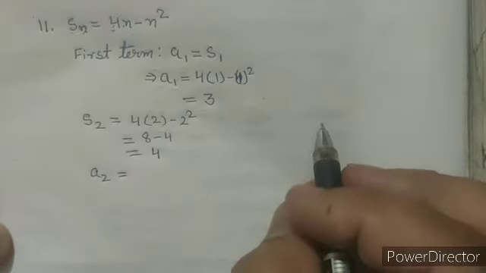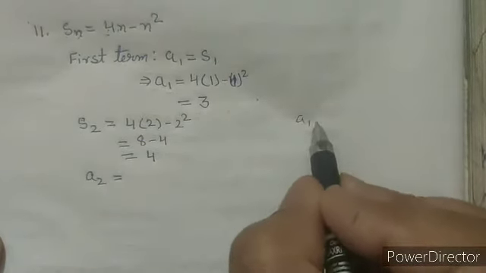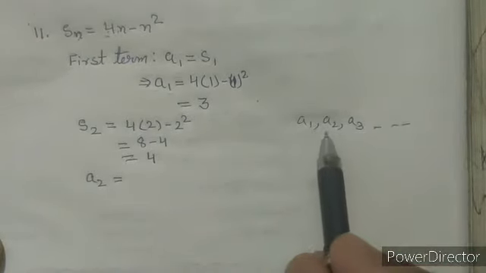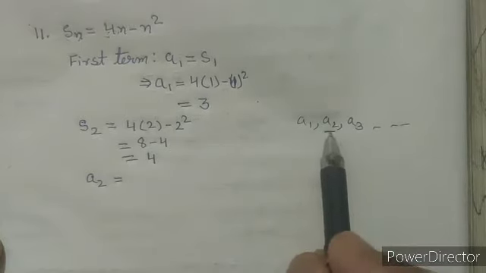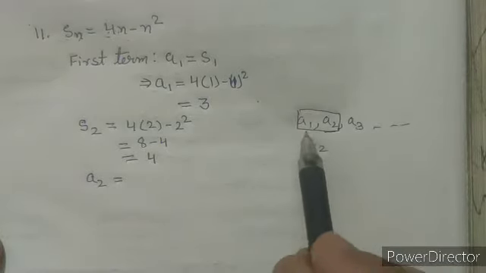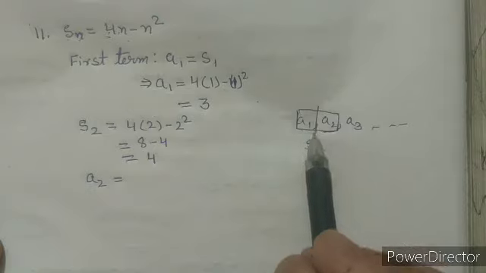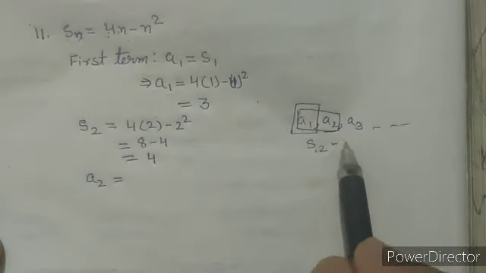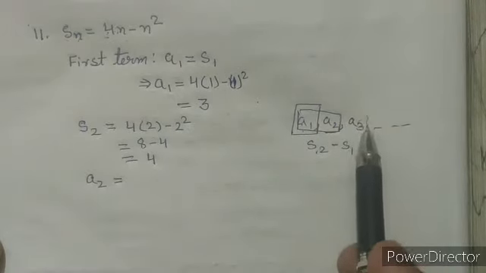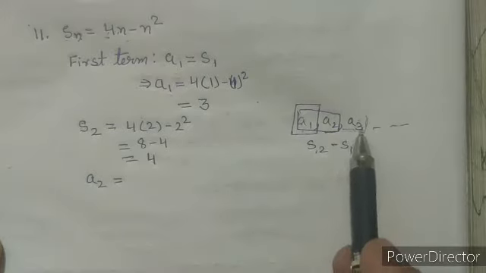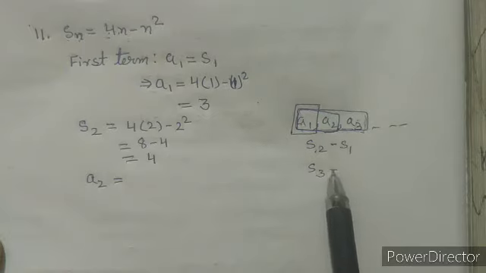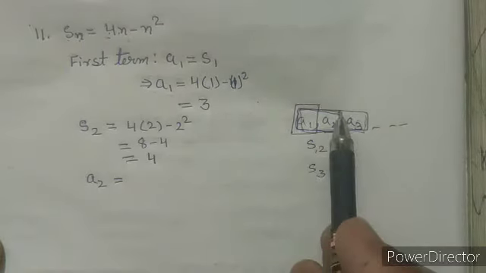Now see here, suppose there is any AP a1, a2, a3 and so on, and we have to find out the second term of the AP. Now the second term of the AP can be obtained by the sum of first two terms of the AP, that means S2, minus the sum of first term of the AP, that means S1. Similarly, if we want to find the third term of the AP, that can be obtained by first adding the first three terms of the AP, which will be equal to S3, and then subtracting the sum of first two terms of the AP.